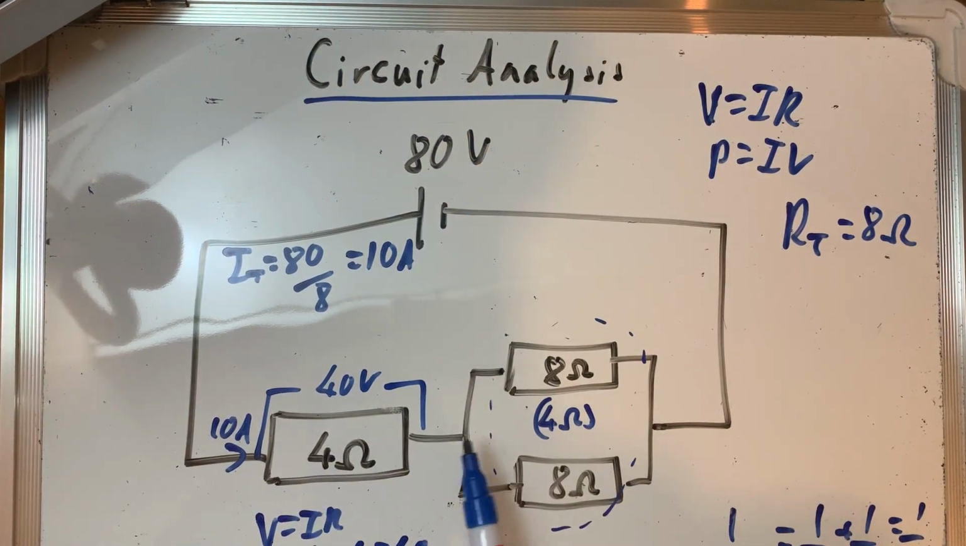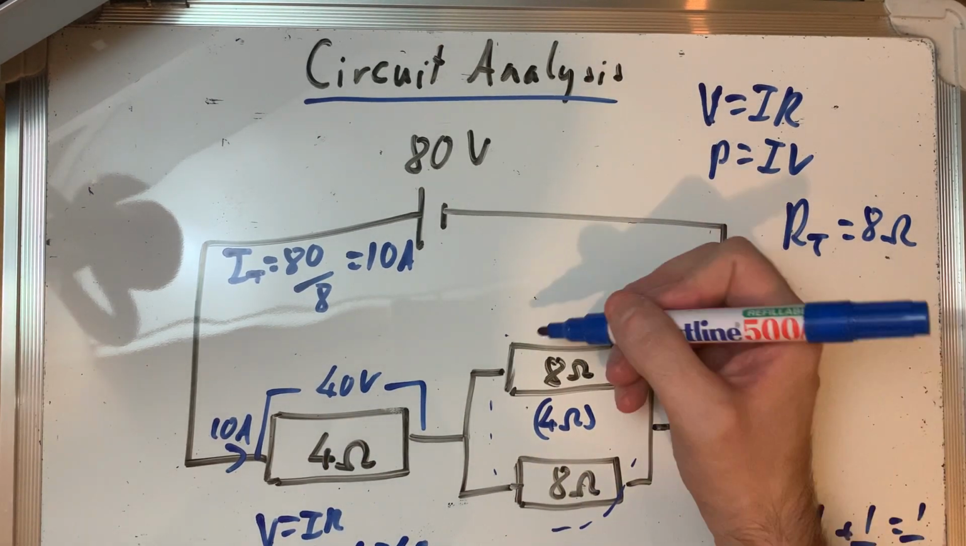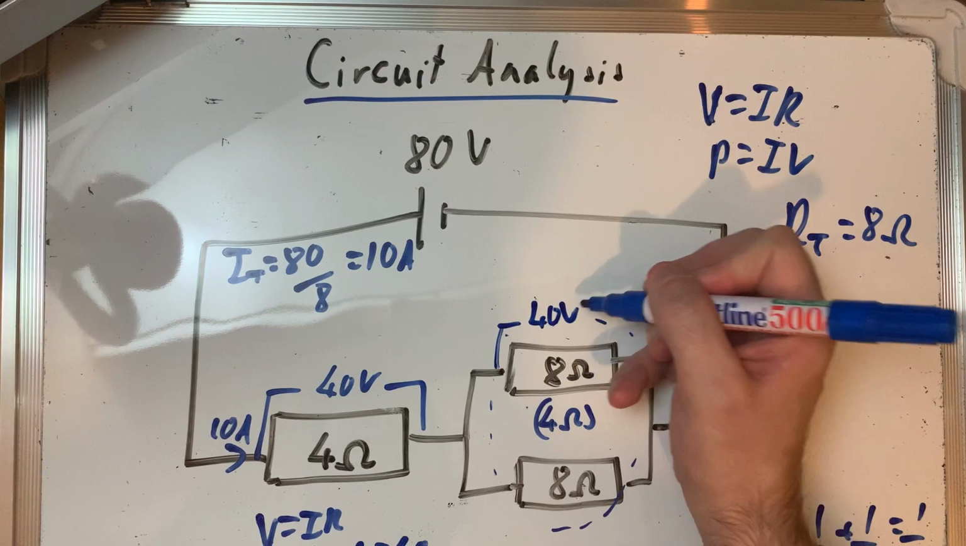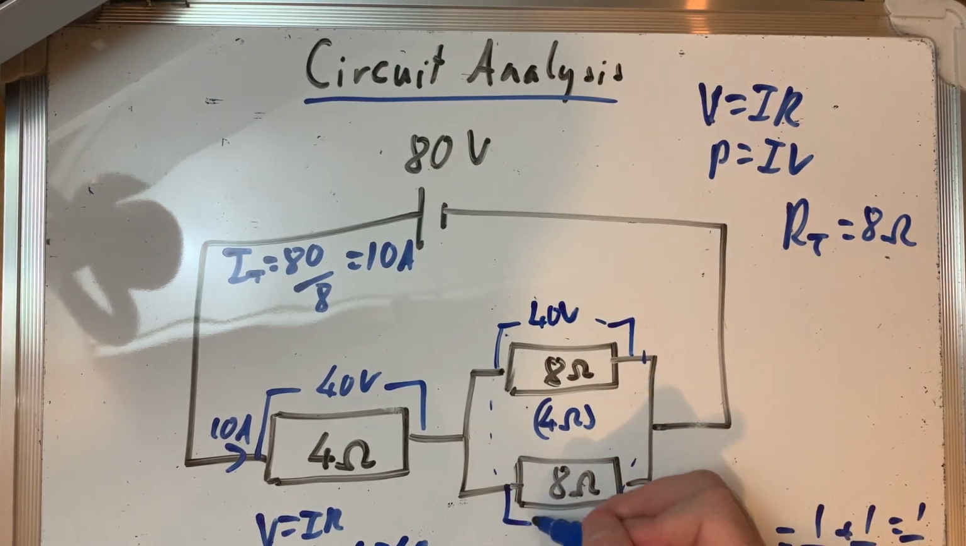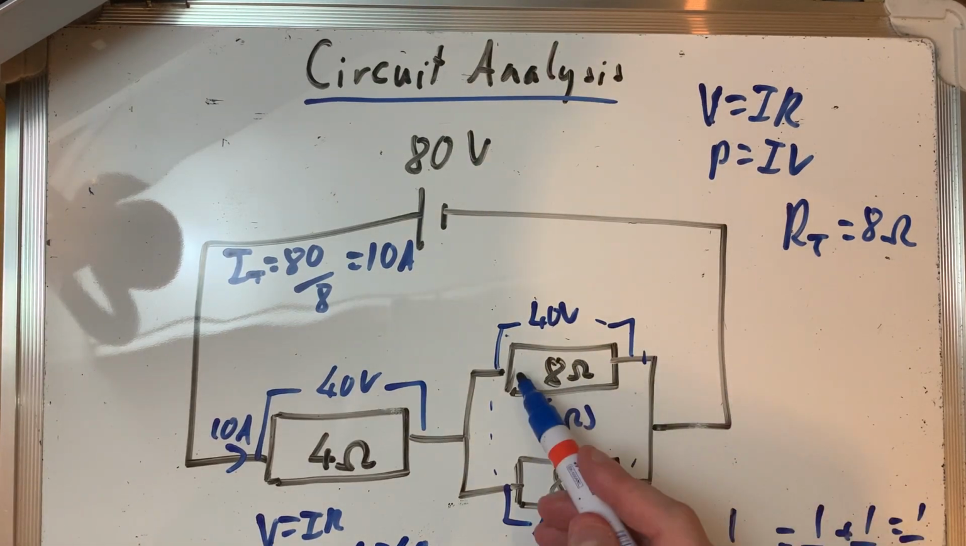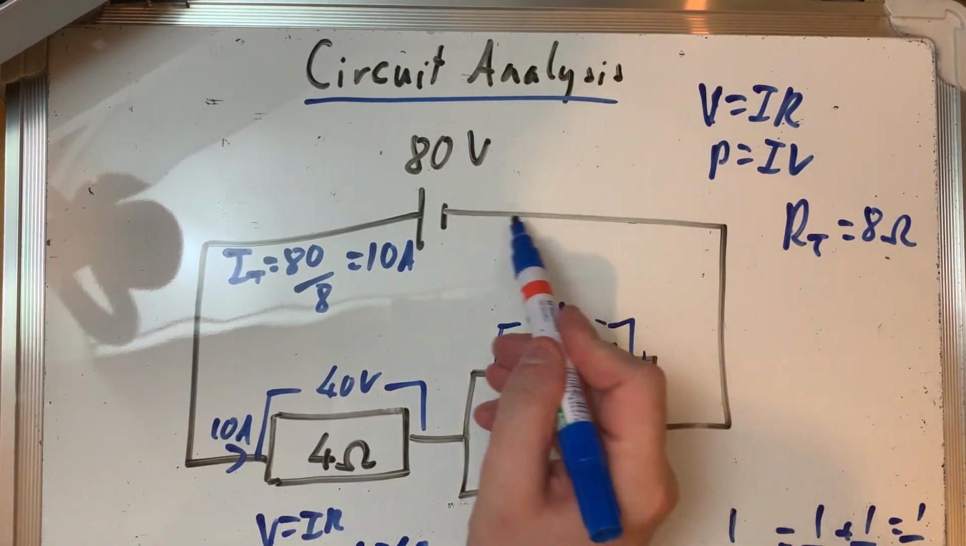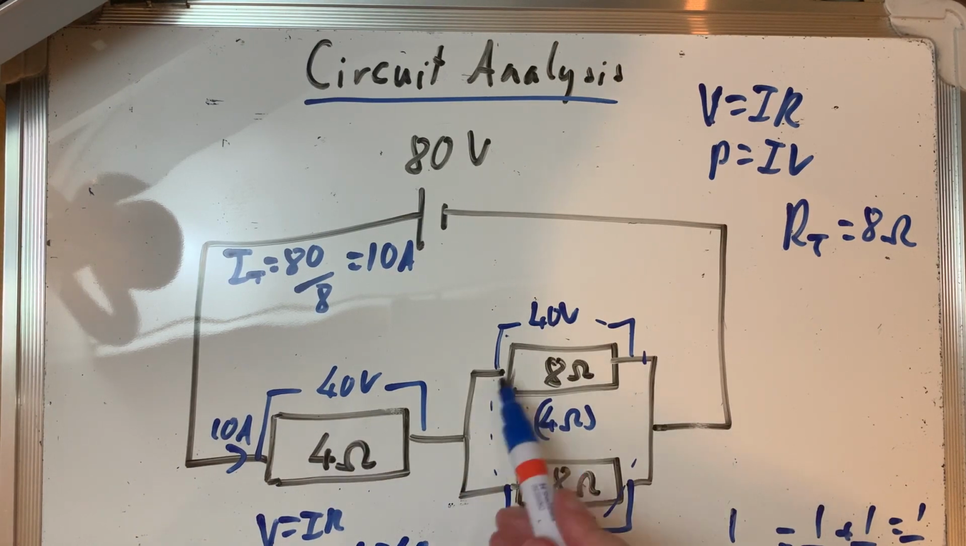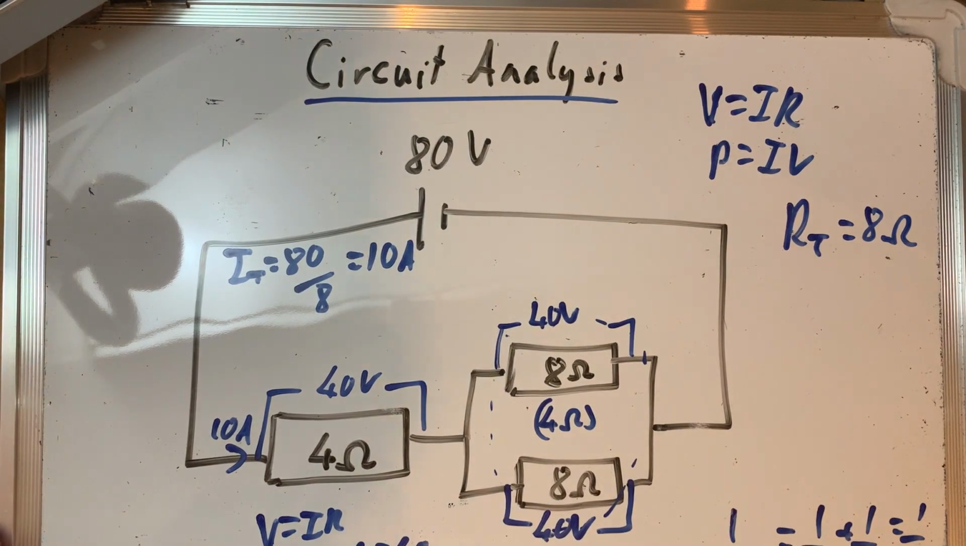If I'd taken this as a potential divider, there's some voltage divided between 4 ohms here and 4 ohms here. It must split up half-half. So 40 volts here. Also 40 volts for all of these. Turns out they're all in fact the same. I could have got that from Kirchhoff's voltage law, saying the total voltage around this loop adds up to 0. So 80 supplied, 40 used here and back to 0. Now I've got all the voltages.